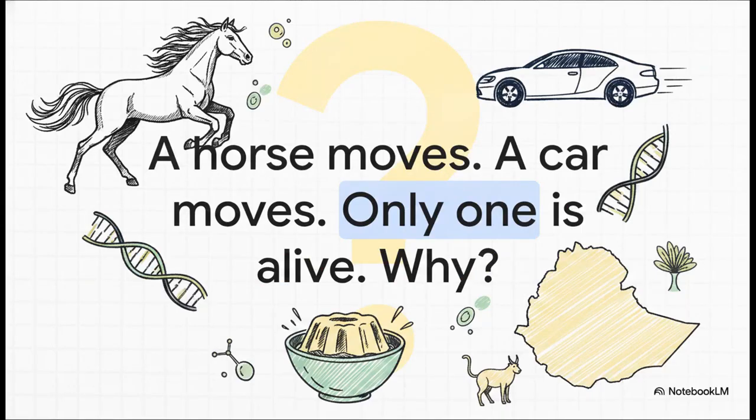All right, let's kick things off with a question that sounds super simple but is actually kind of tricky. A galloping horse moves, right? A car driving down the highway also moves, but obviously only one of them is actually alive. Why is that? We intuitively know that a car, or say a bowl of wiggling gelatin, isn't alive. But pinning down exactly why, that's the ultimate biological puzzle. We can't just say, well, if it moves, it's alive. So, what exactly is the secret recipe for life?